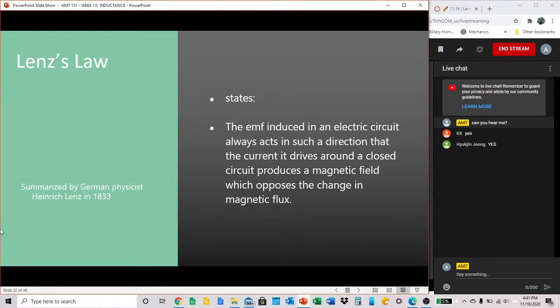Self-inductance. Lenz's law. This law is summarized by a German physicist named Heinrich Lenz, in 1833. Lenz's law states that the EMF induced in an electric circuit always acts in such a direction that the current it drives around a closed circuit produces a magnetic field which opposes the change in magnetic flux. Okay, so a very wordy law. Give that a read a couple of times to wrap your mind around it. That's Lenz's law.